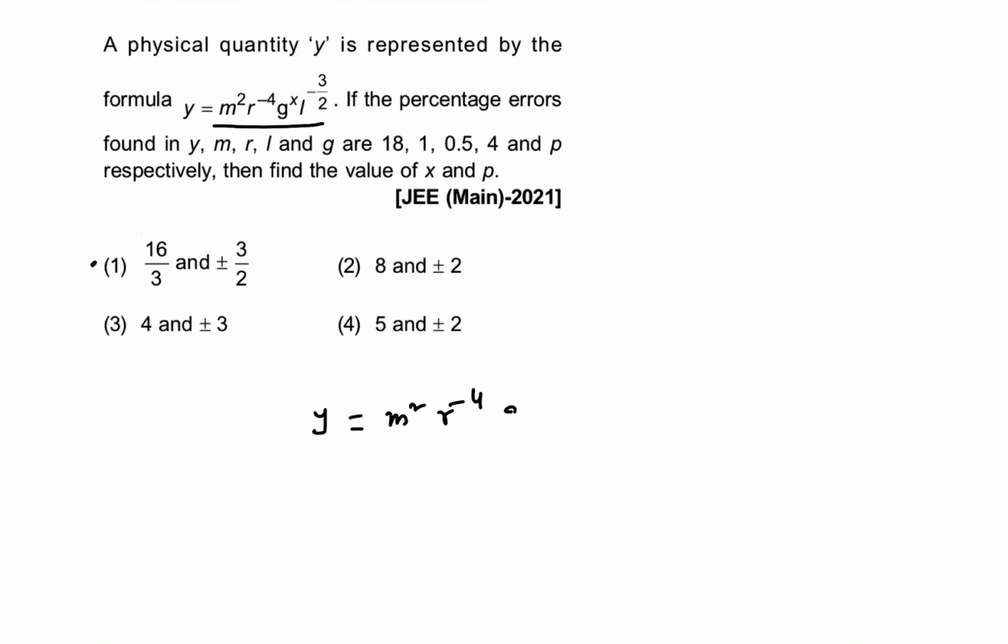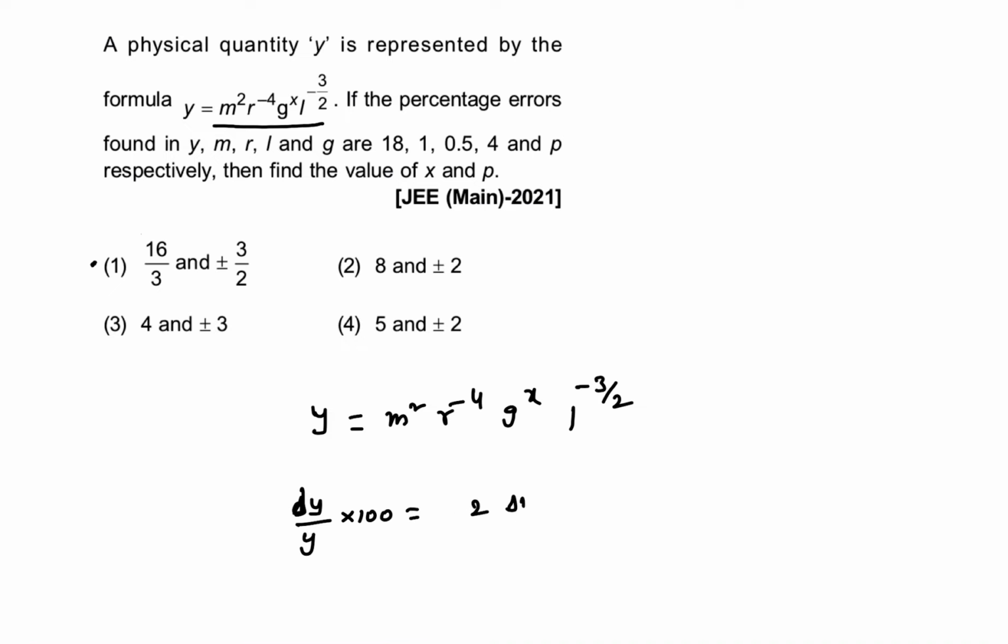They asked this in JEE 2021. I am taking y is equal to m squared r to the power of minus 4 g to the power of x l to the power of minus 3 by 2. Now we need to calculate the value of the error in y.